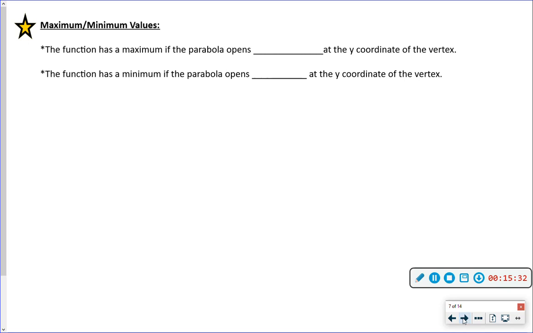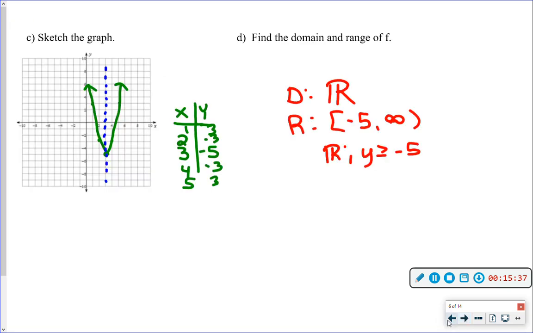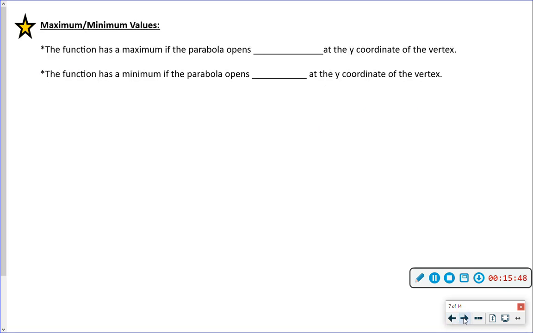All right, let's talk max and min. You did max and min last chapter. There's nothing new or wild or exciting about it. Guess what? This graph, if it opens up, has a minimum. I can tell you that is the minimum point. If it opens down, it'll have a maximum. So let's just summarize this. The function has a maximum if the parabola opens down. The function has a minimum if it opens up. Got it? And just notice the y coordinate, because that's your lowest or your highest point.